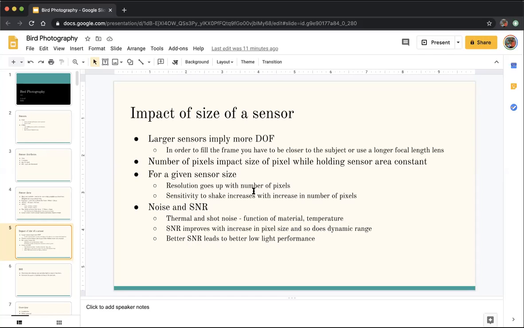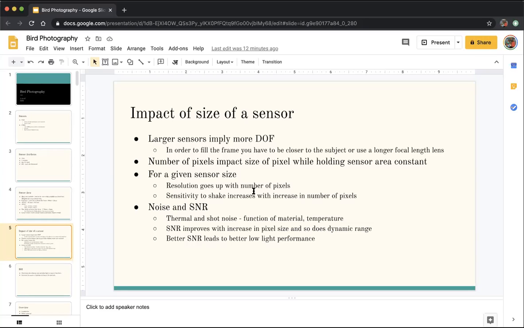So I think that goes back to Raghu's presentation, and when he talked about exposure. In exposure, you have the three components, which are shutter speed, aperture, and ISO.